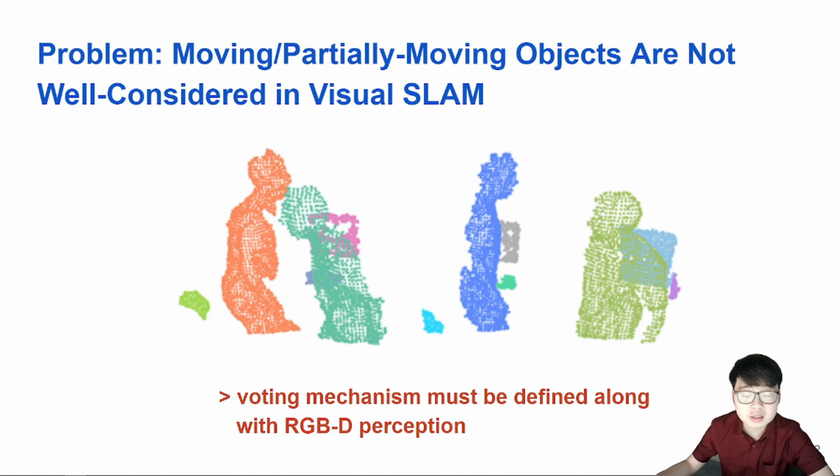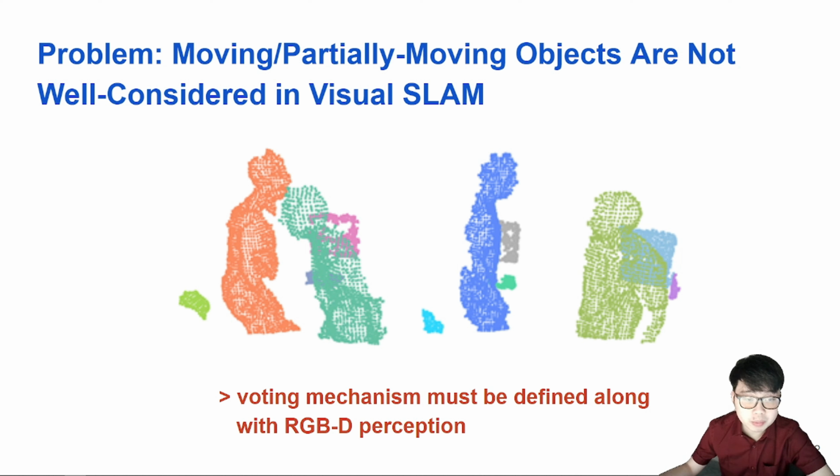One of the long-standing problems in Visual SLAM, or in RGB-D SLAM particularly, is that we haven't really considered well the movement of objects in dynamic scenes. For example, we have moving objects such as a person who is walking around in the room. The second example is a person who is sitting or standing at one position and tilting their head while they're talking to each other. So we identify these as moving and partially moving objects respectively.